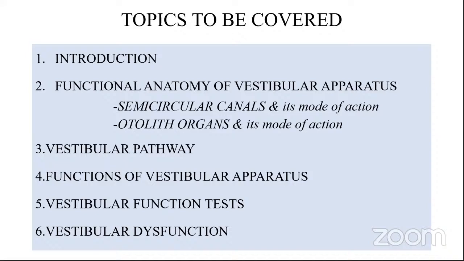So, we will be discussing the topic under the following headings. First, introduction, then functional anatomy of vestibular apparatus. It includes the semicircular canals and their mode of action. The next is otolith organs and their mode of action. Then vestibular pathway, functions of vestibular apparatus, then vestibular function test, then finally vestibular dysfunction.